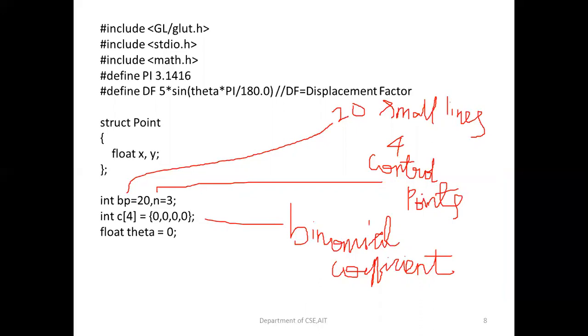So we need 20 plus 1 points, since we are starting from 0. So 20 plus 1 points we are going to use. n is equal to 3 means we are using 4 control points, so it will start from 0 and go up to 3. C of 4 is one array which is used for storing the binomial coefficients. Initially, all the values will be equal to 0, 0, 0, 0. And then I'm going to have one theta here, which will start from 0 and keep increasing so that you will get a waving effect.